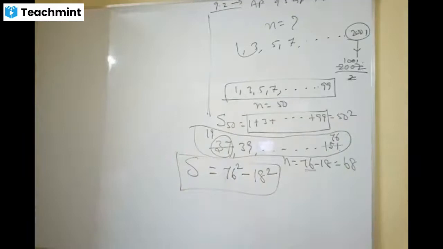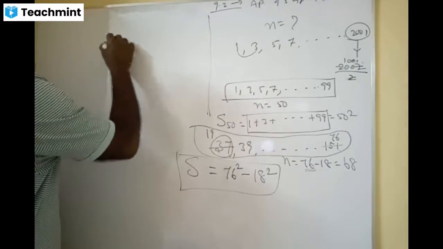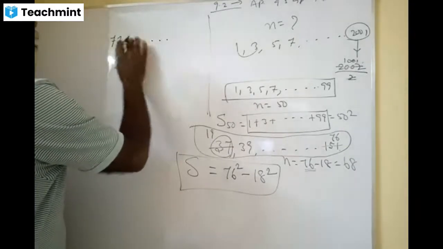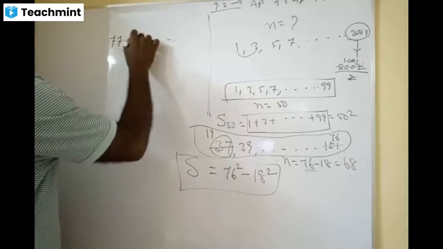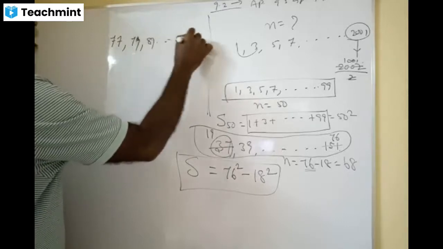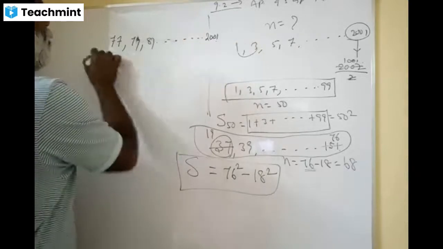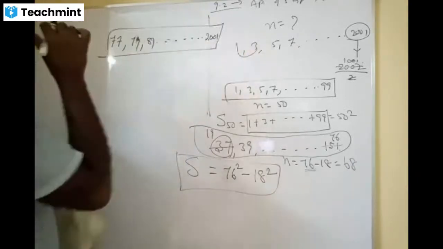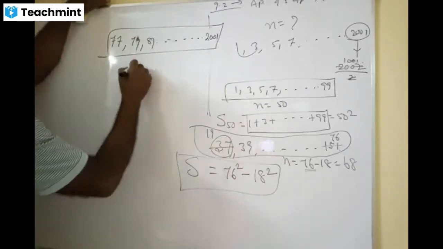Yes, Pandey, let me give a brilliant question now, please. The odd numbers 77, 79, 81, etc., up to 2001. Please tell me, how do you find out n here? Please, come on, can anyone tell me n?